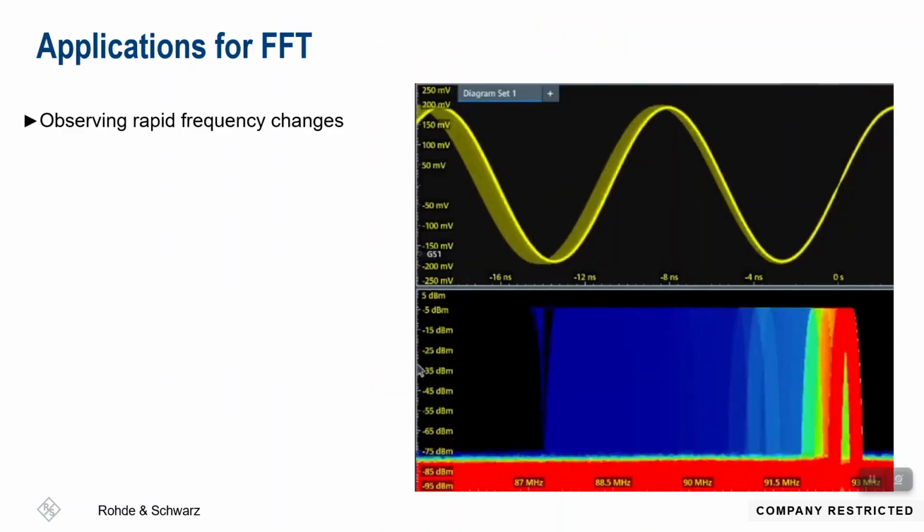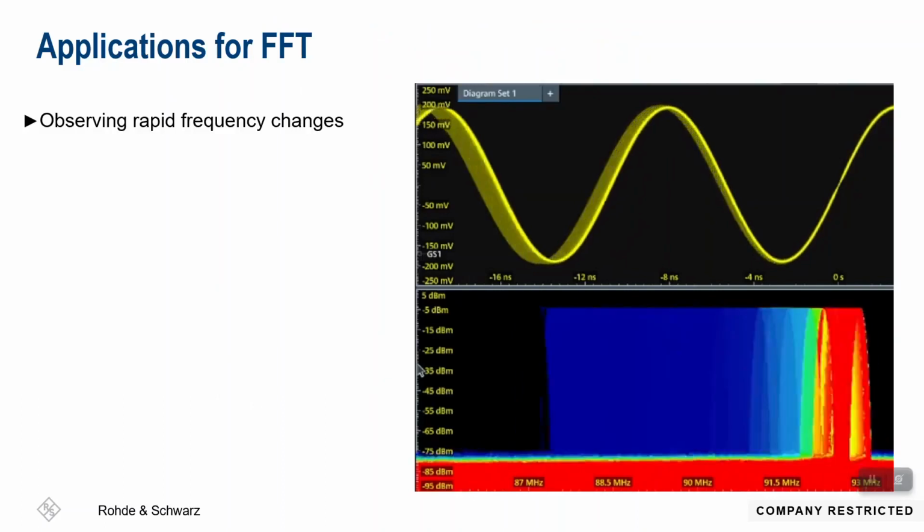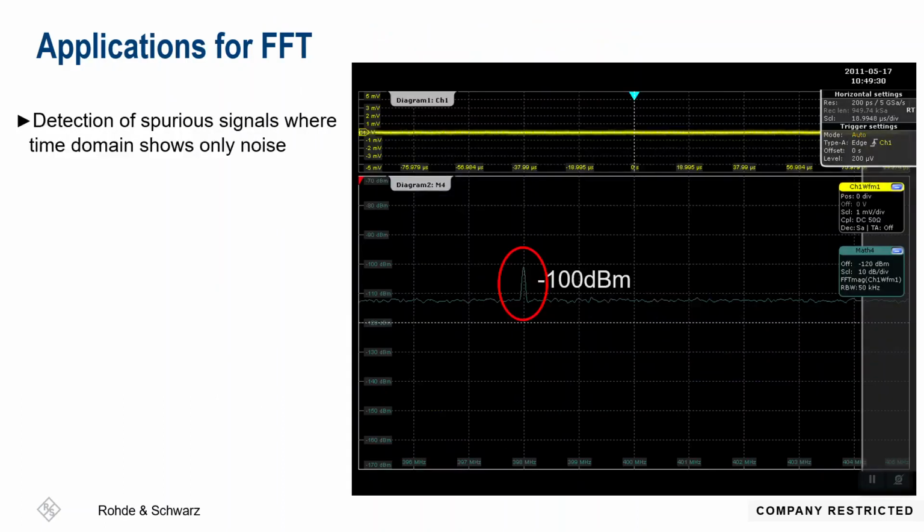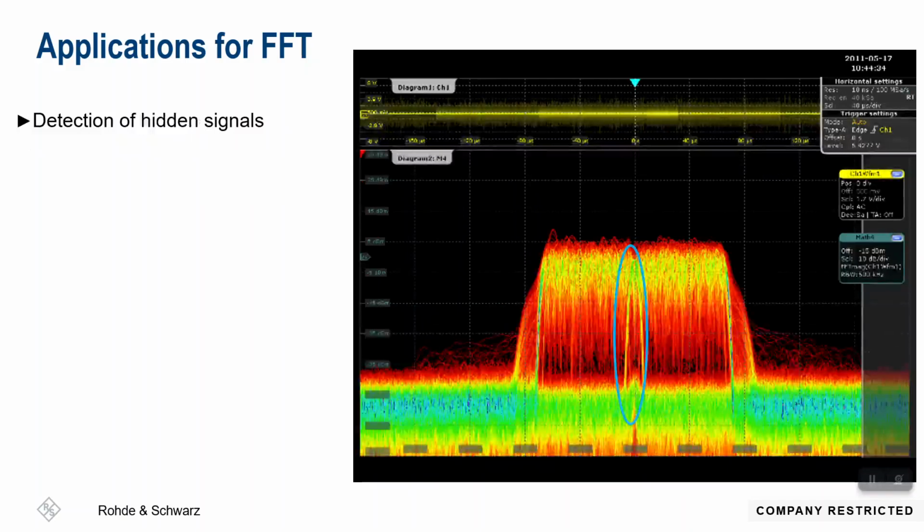So what are some applications for an FFT? You might want to look at rapidly changing signals. You might want to understand if there's any noise riding on your time domain trace. It might look like a flat line with just some noise, but the FFT will help you find frequency components of that, even very small frequency components like this one. An FFT will also help you identify hidden signals.